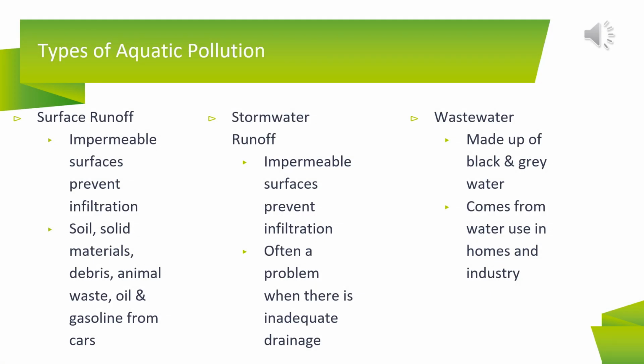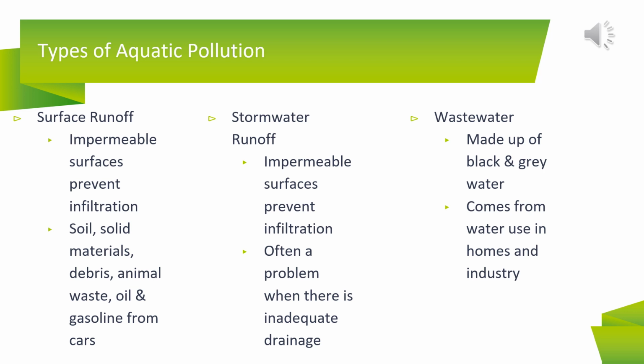Let's look at the types of aquatic pollution. Surface runoff comes from impermeable surfaces that prevent infiltration. This can come from overflowing and flooding of bodies of water. It can come from dumping of water, and it can also come from precipitation. In surface runoff, you typically get solid materials, soil, debris, animal waste, and oil and gasoline from cars.